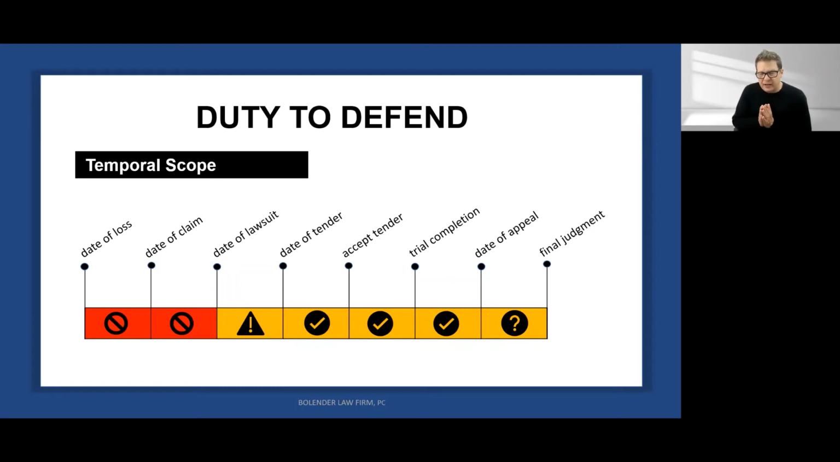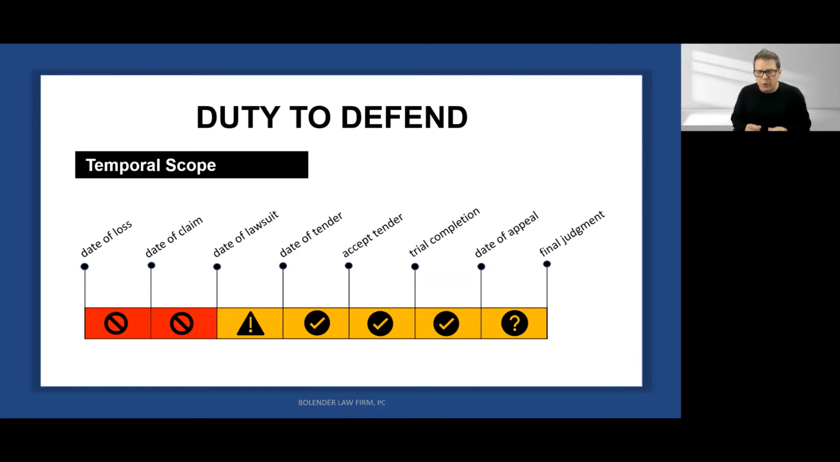Now, attorney fees that are incurred by the policyholder prior to tender may not be covered under a strict reading of the insurance policy, but some insurance companies are negotiable with respect to pre-tender fees. But they are usually going to have a contractual basis to deny any fees incurred prior to tender.